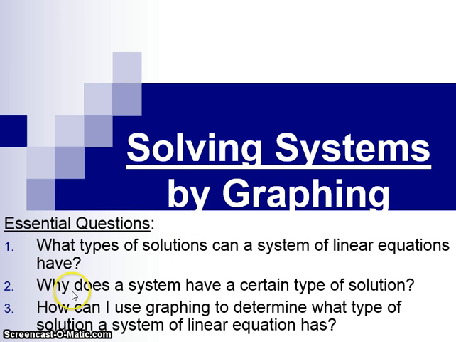Second, we'll talk about why a system has a certain type. So why does it have only one solution? Why does it have no solution? Or why does it have infinitely many? And third, we're going to learn to use graphing in order to determine what type of solution a system of linear equations has. And we'll also be, if it is one solution, stating what that solution is.